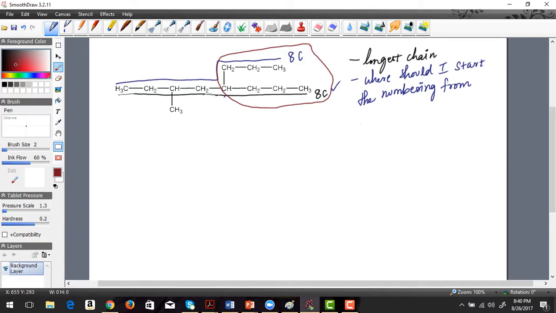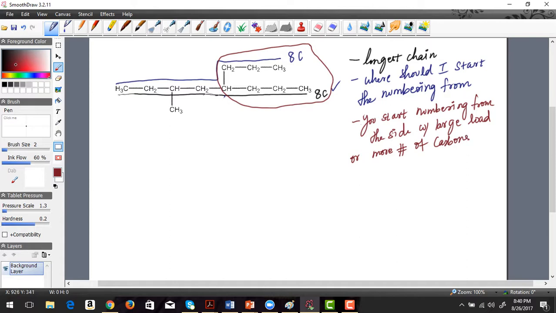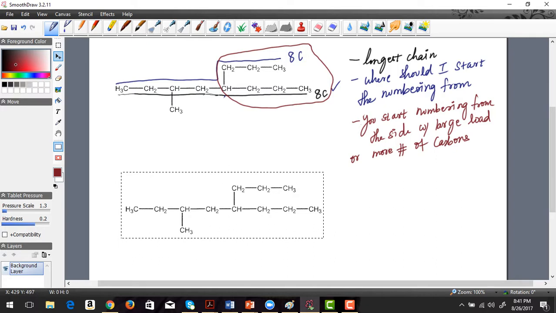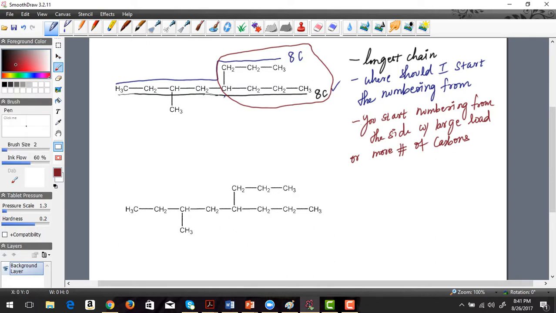Okay, which leaves us, you start numbering from the side that's pretty heavy. Okay, you start numbering from the side with large load. I'm just going to call it large load, and you can treat it as more number of carbons, right? With that thought in mind, let's bring back our image again so we can actually number it. Okay, very good. So let's go get our black.